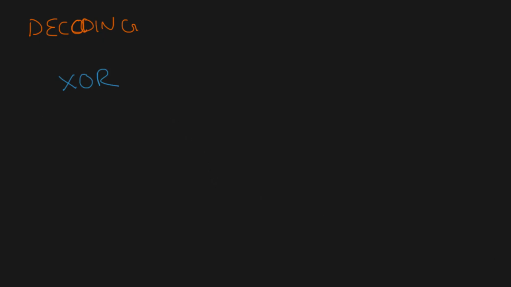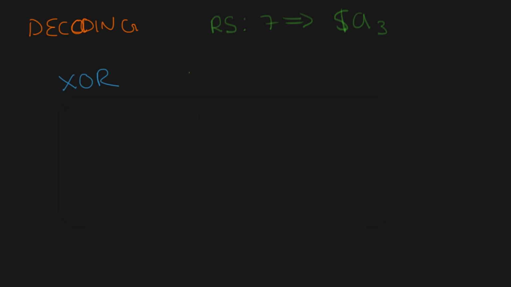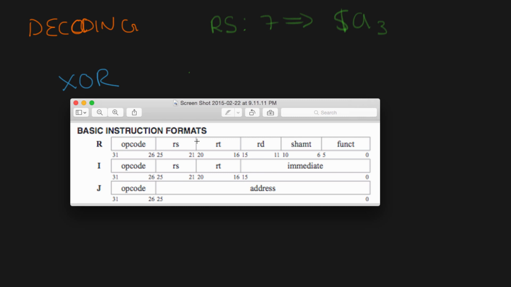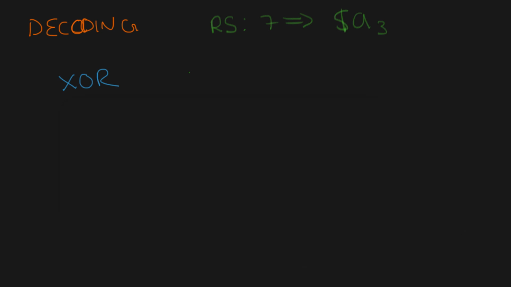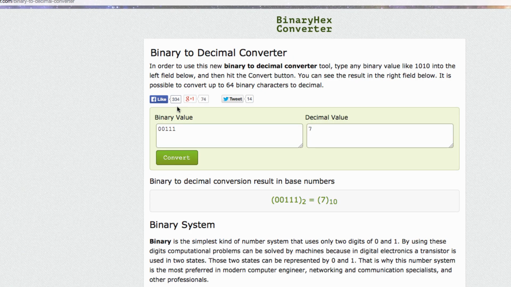So I can go back here and say, okay, fantastic. We know that the source register is 7, which is the equivalent to A3. Okay, so now we're halfway done. We have our opcode, which is 0. We have our source register, and we have our function. Now we need to figure out this RT register. And we know the RT register is the next 5 numbers. Okay, so if we look at the next 5 numbers, we have 01101.